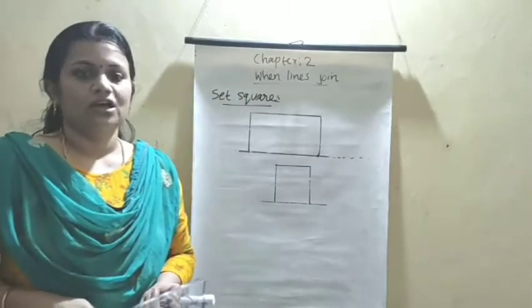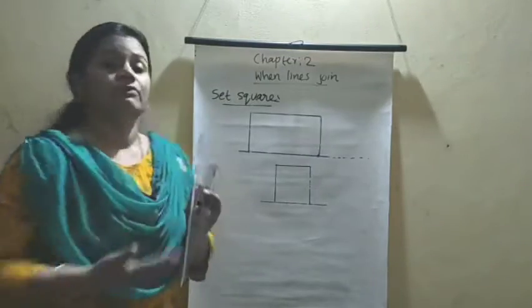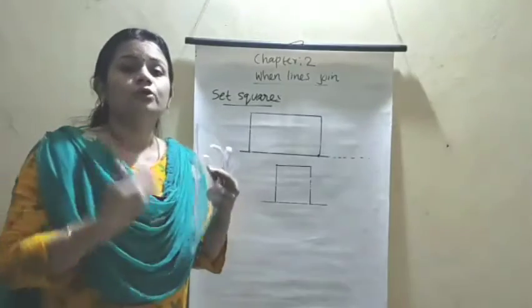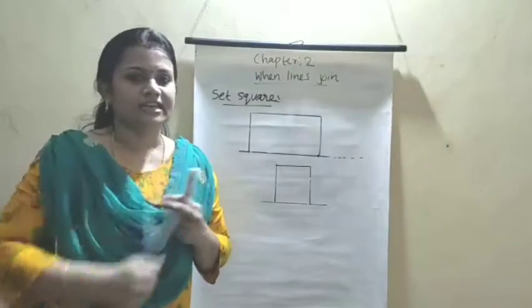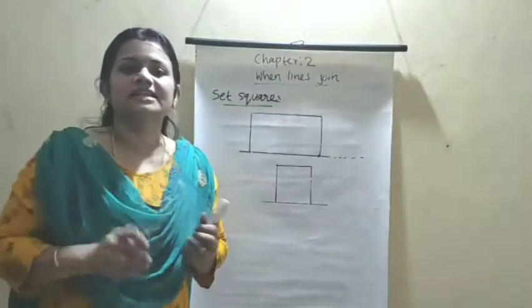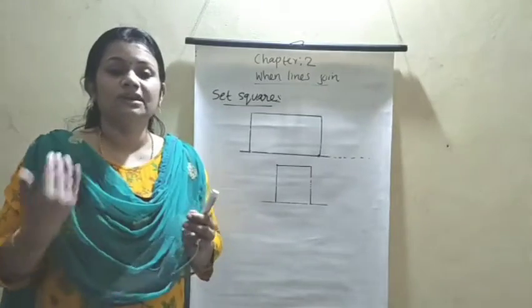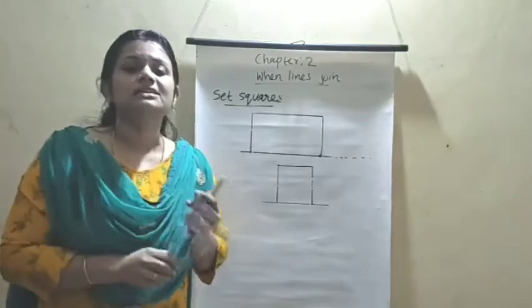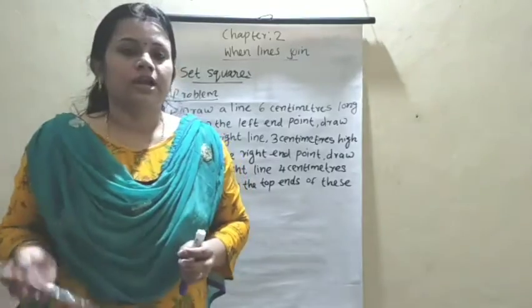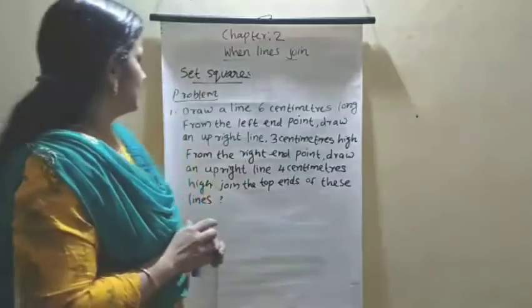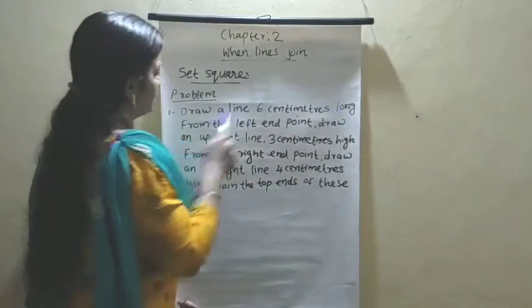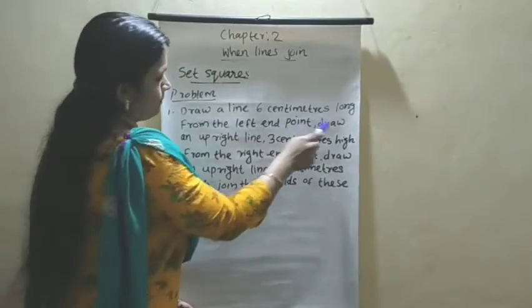Okay children. So next we will discuss some problems. How to make quadrilateral figures using the set square. Next we will discuss how to draw the quadrilateral figures using the set square. Okay, now let us see the problems. The first problem: draw a line 6 cm long.